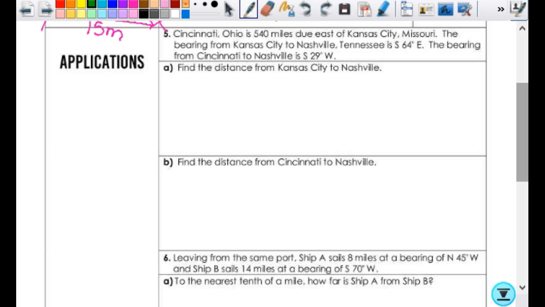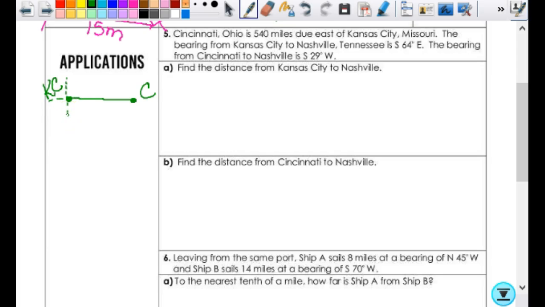Cincinnati is 540 miles due east of Kansas City. So here are two cities, right? Due east means that it's along a horizontal, right? Because here is east, so if Cincinnati is due east of Kansas City, this is Cincinnati, this is Kansas City. Does that make sense to you? And do you see how I did my little north, south, east, west here?